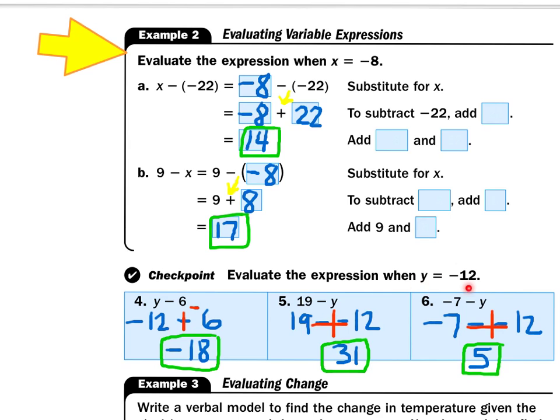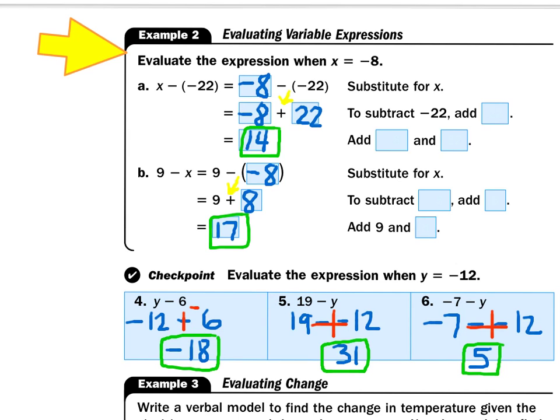Okay, take a look at the checkpoint. Evaluate the expression when y is negative 12. So I'm going to substitute in for y the negative 12. So negative 12 minus 6, I'm going to add a line and change the sign, so that becomes negative 12 plus negative 6. They're both negative, the signs are the same, so just add them. It's negative 18.